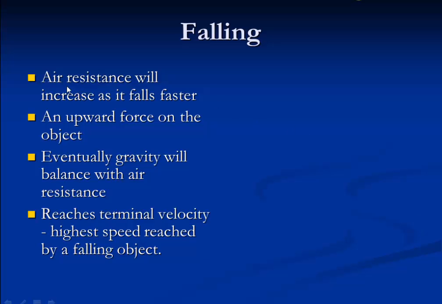So basically what you're going to see is your air resistance is going to be pushing you up. Air resistance is pushing up on an object. Gravity is pushing down on an object. And when you reach terminal velocity is when they basically balance each other. So you're not going to get any more resistance, and you're not going to get any more speed from the gravity. And we call that your terminal velocity.